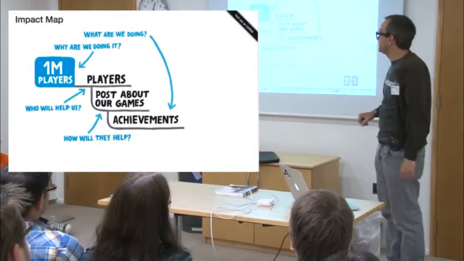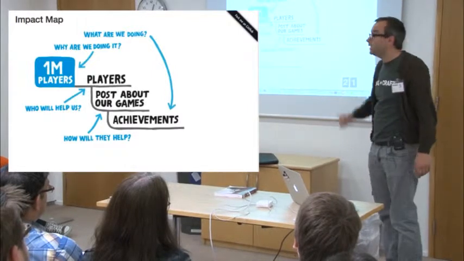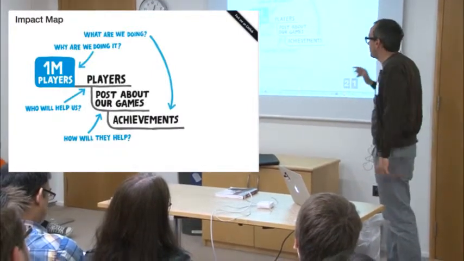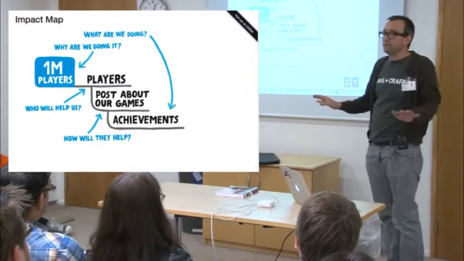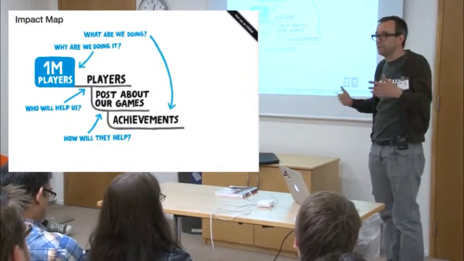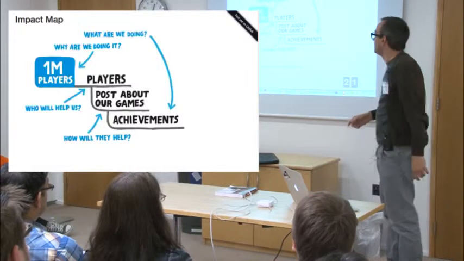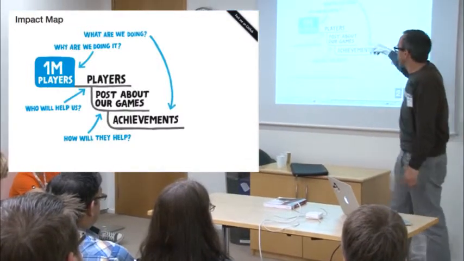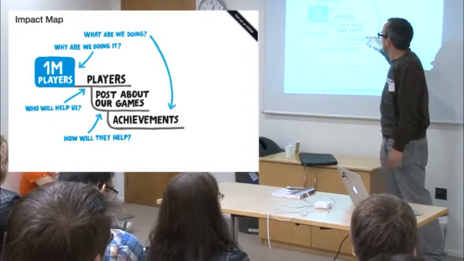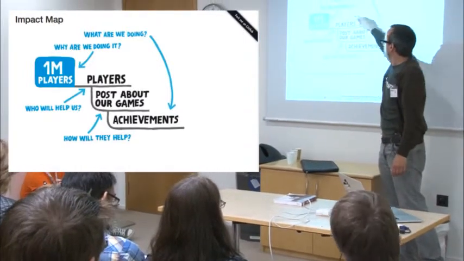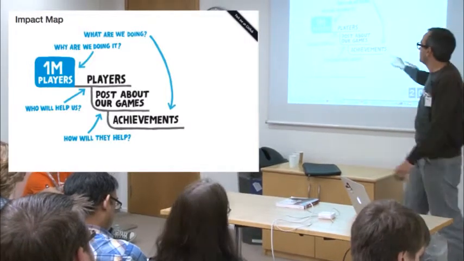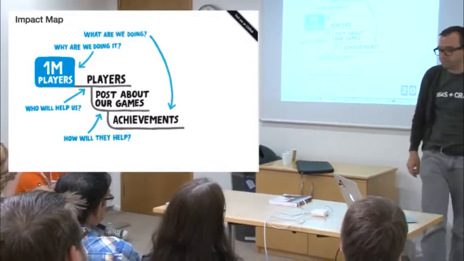I think that's the genius bit of impact maps, is that it says who. Then, again, we're still not getting to what you want to do. We say, how are they going to help? We haven't written a line of code. We haven't even thought about technology. This is going to be the marketing versus engineering thing. Finally, what are we doing? In this case, in order to get to our 1 million players, the players are going to post about games using our achievements mechanism. So we only get to that once we've qualified through the panel.